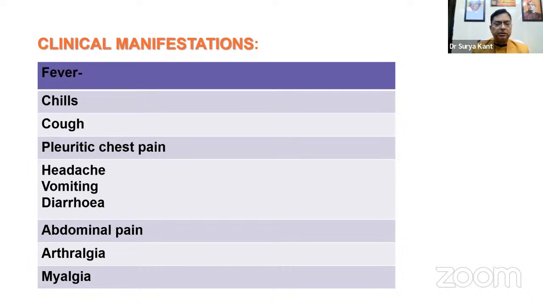Then of course, it may be associated in some cases with headache, sometimes vomiting and diarrhea also, abdominal pain also, and joint pain also, and muscular pain also.